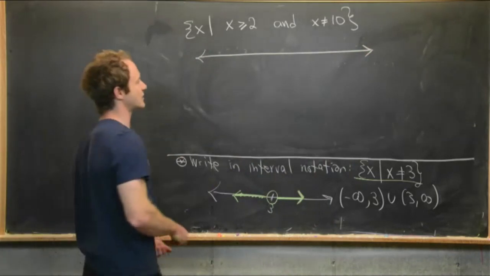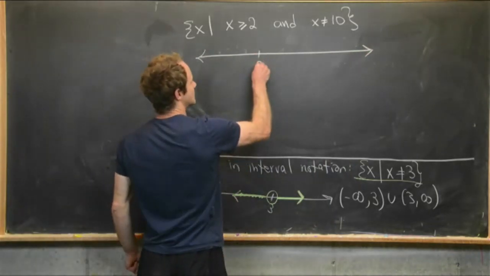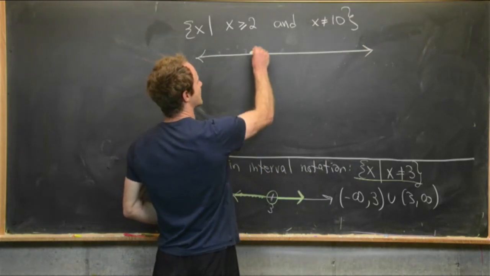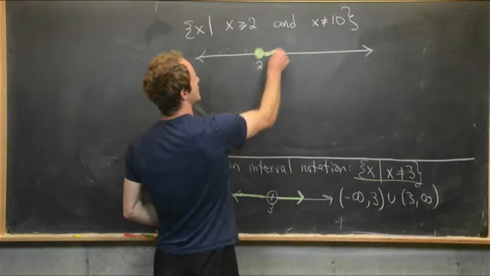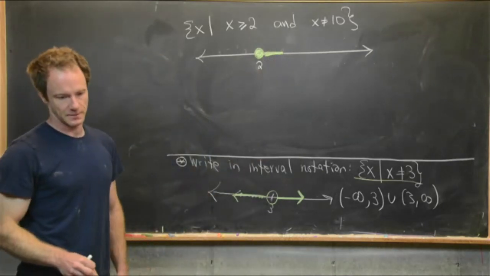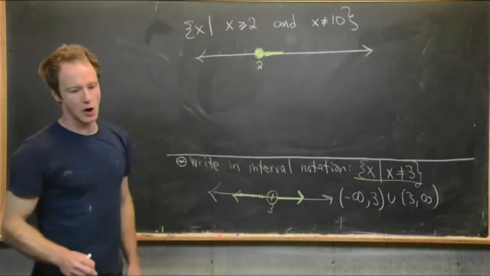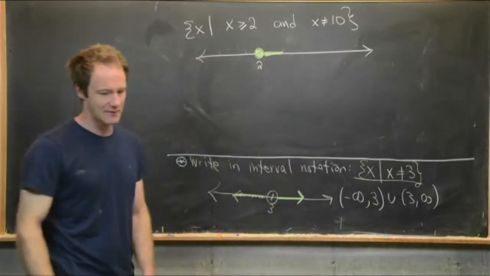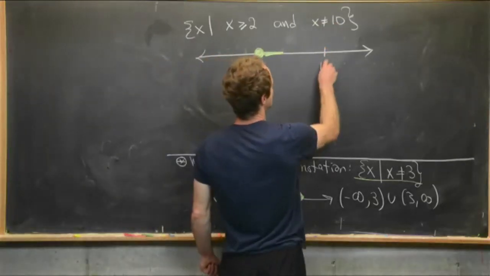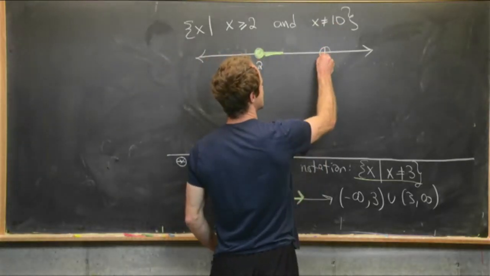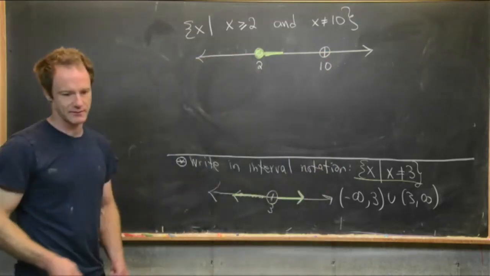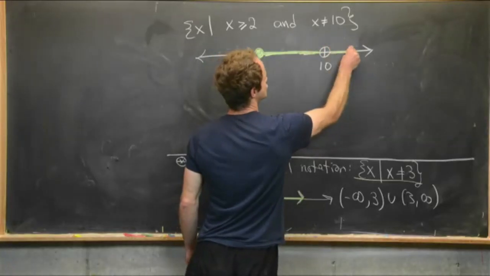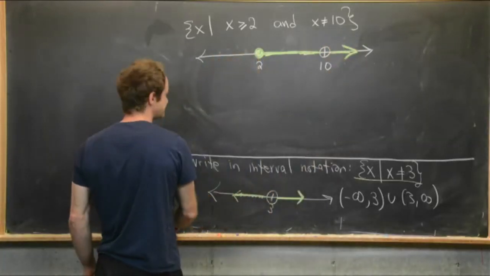So x bigger than or equal to 2 means we include 2, so we've got a closed circle there, and it's going to go on forever and ever. But the fact that x cannot be equal to 10 means we need to go over here to 10 and take it out of the set. We do that by putting an open circle there. So this would be a way of drawing that.